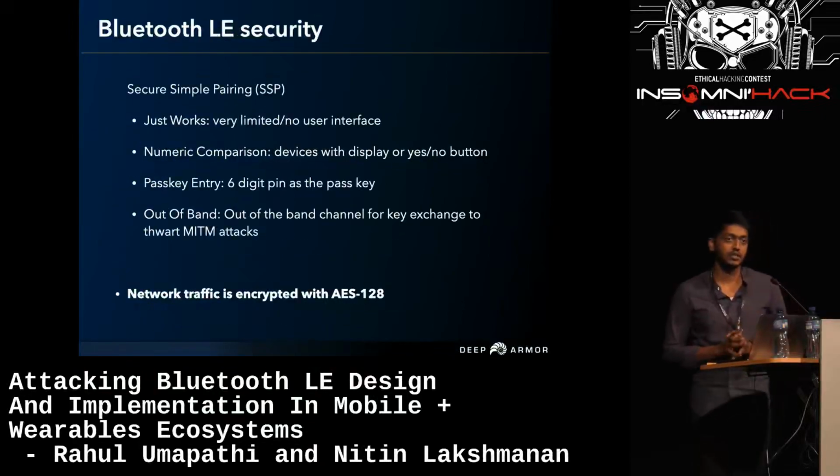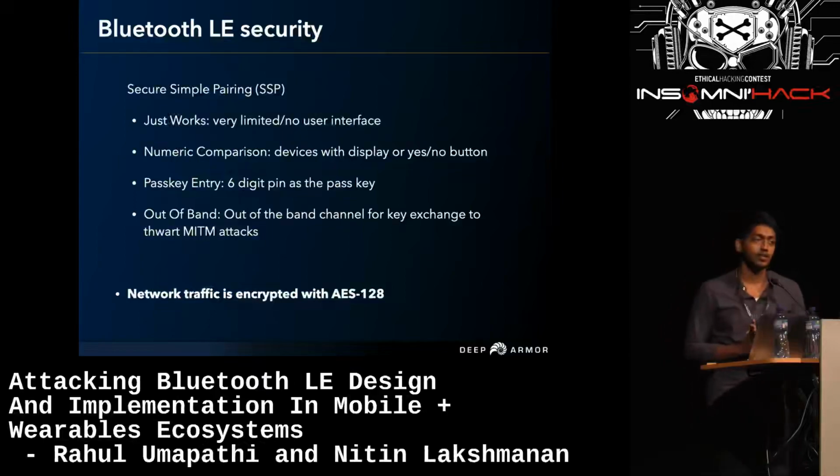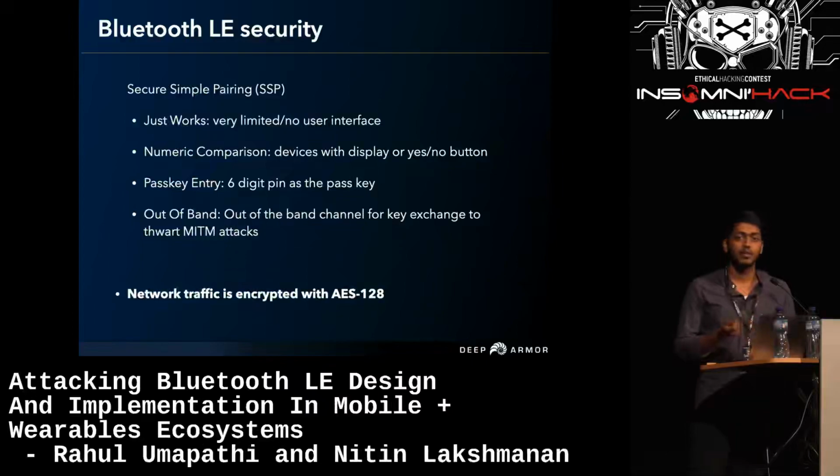So let's jump right into the security of Bluetooth. It all depends on the pairing. There are 4 types of pairing. That is the just works method, where your device might not have a display or buttons to enter a password or passcode, just like in our headsets. So this is the just works method, where 6 zeros are used.